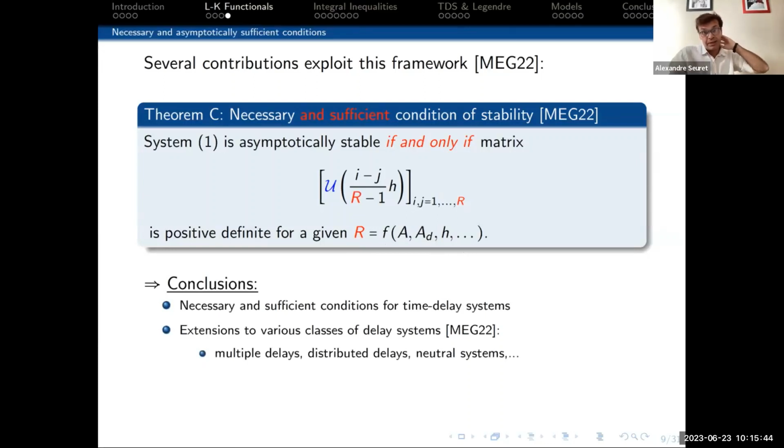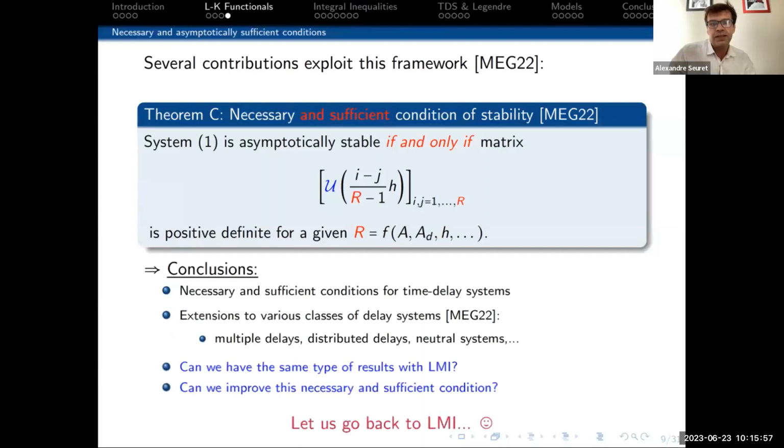So these are necessary and sufficient conditions for time delay systems, and the authors of this contribution have extended this to multiple cases, such as multiple delays, distributed delays, and neutral systems. So you may say that now the problem is closed and we do not want to do something else, but still the problem that we wanted to understand is: can we have the same kind of result with LMIs? So can we have a kind of necessary and sufficient condition based on an LMI? And another proposition is to improve this necessary and sufficient condition.